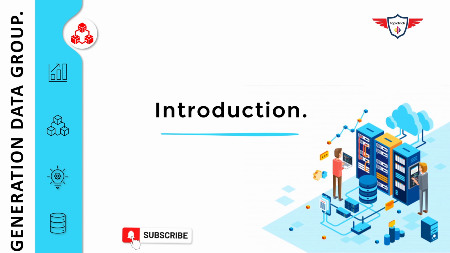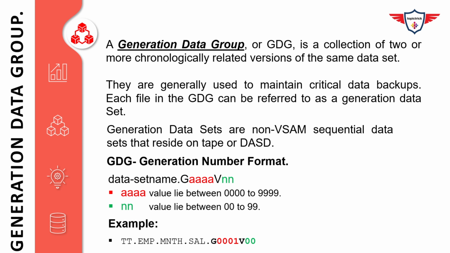So let's get started with Introduction to Generation Data Group. A generation data group, or GDG, is a collection of two or more chronologically related versions of the same dataset. Each version is called a generation dataset, and generation datasets are non-VSAM sequential datasets that reside on tape or DASD.